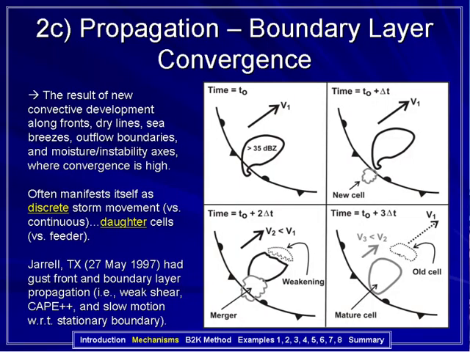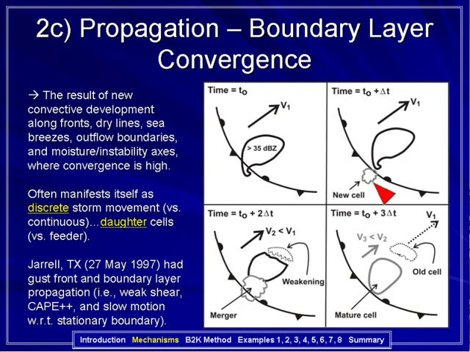Yet a third kind of propagation is that due to boundary layer convergence zones. We don't want to confuse these with gust fronts because the gust front was related to the storm itself. These are external boundaries such as fronts, dry lines, sea breezes, other storms' outflow boundaries, and moisture and instability axes. And the reason these are important is because you can have enhanced moisture, instability, and convergence along these boundary layer convergence zones.